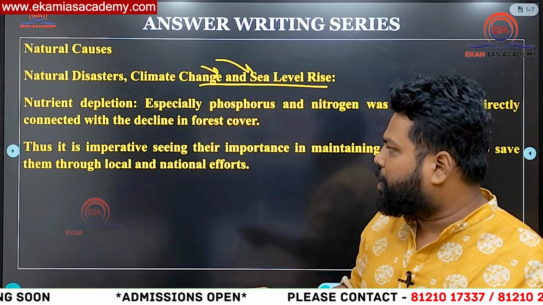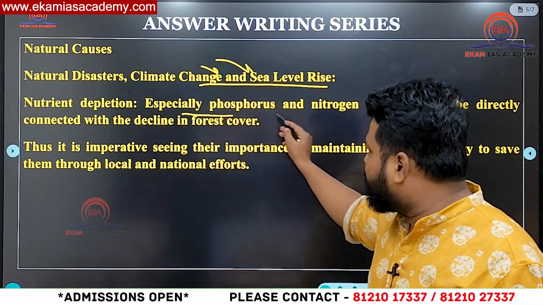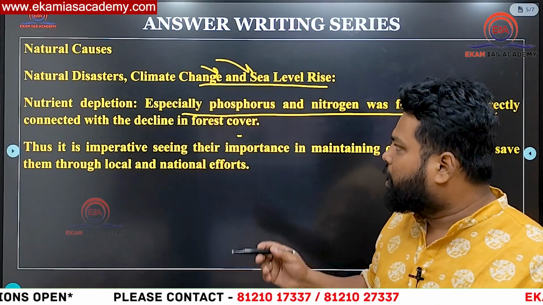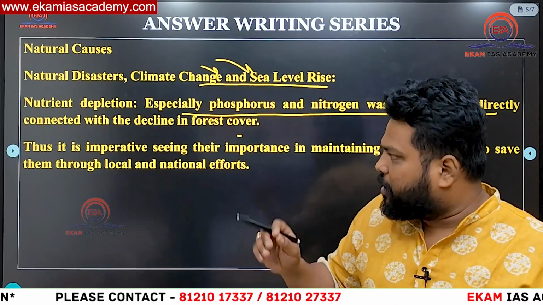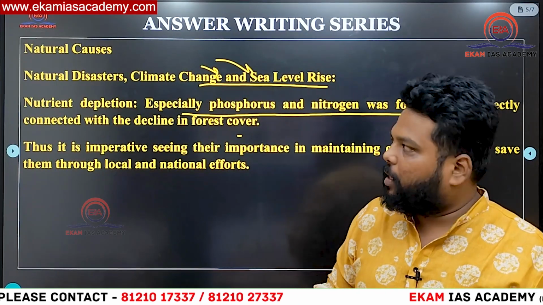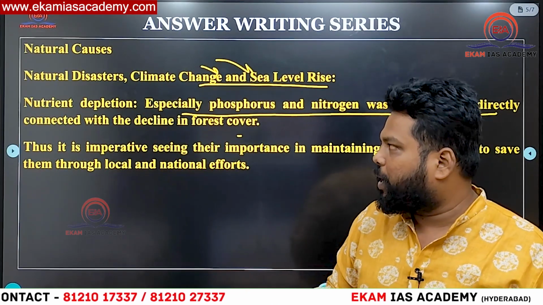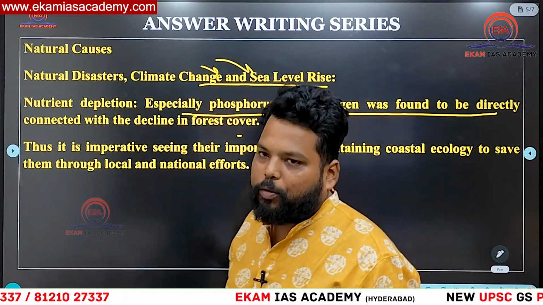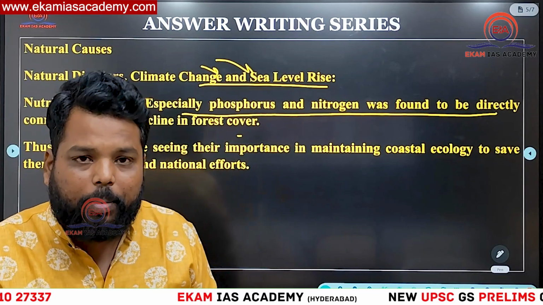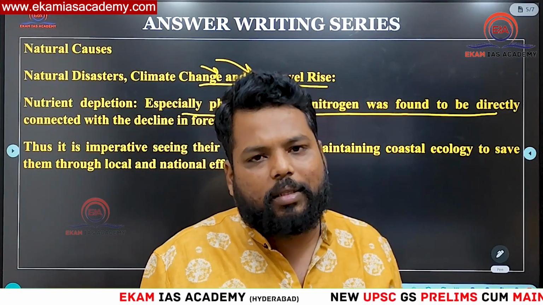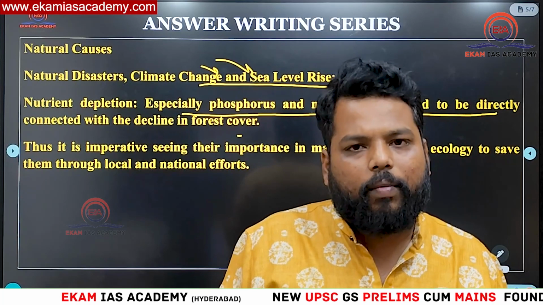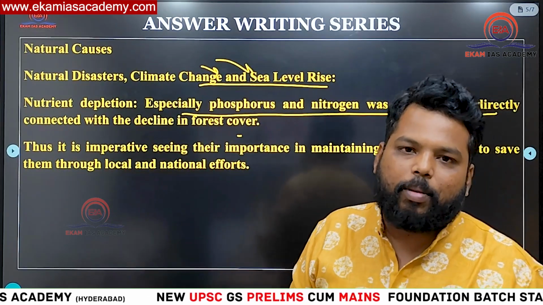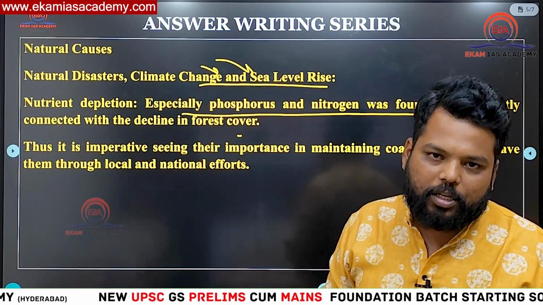And nutrient depletion, clear? Especially phosphorus and nitrogen were found to be directly connected with the decline of forest cover. So this nutrient depletion in that region is also one of the reasons which you can write under natural causes. So anthropogenic causes are playing a crucial role. Natural disasters, however, will keep coming, but keeping them aside, we can't stop a tsunami, we can't stop a cyclone. We can just reduce their impacts by protecting these mangroves, because they will protect the coastal ecology and ecosystem.